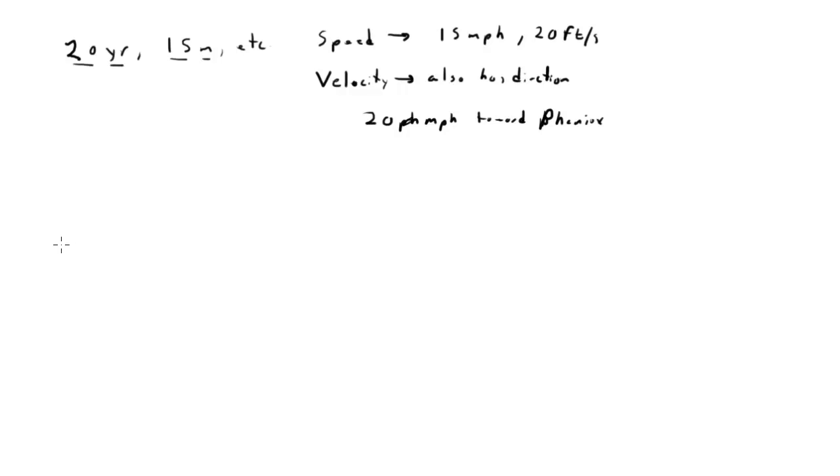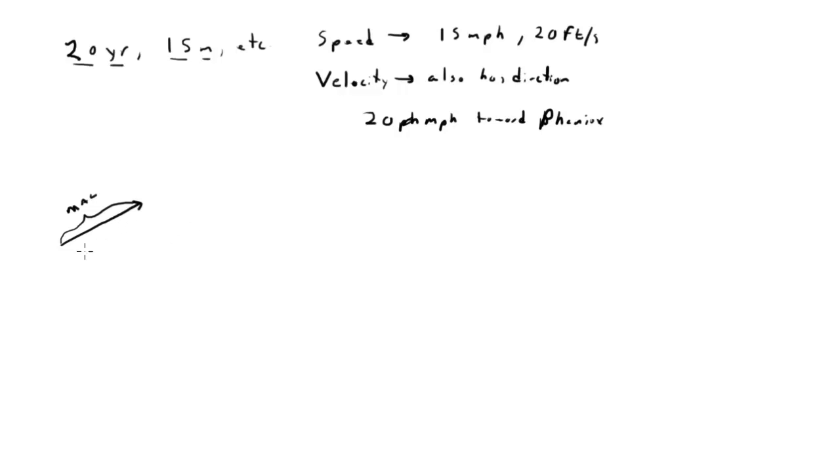So we represent them as basically just these nice straight arrows. The arrowhead and the line provide a direction. The length of the line provides a magnitude. So this is the magnitude. This arrow and this line indicate the direction.